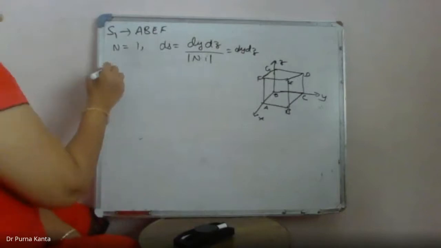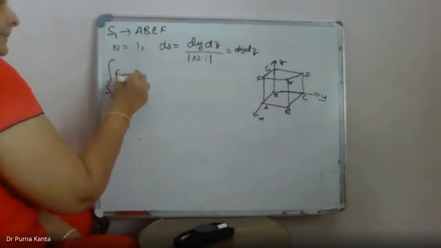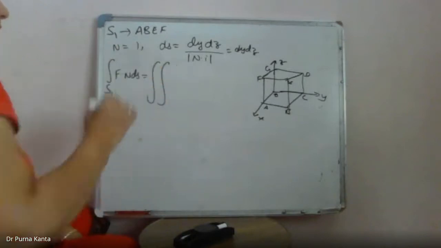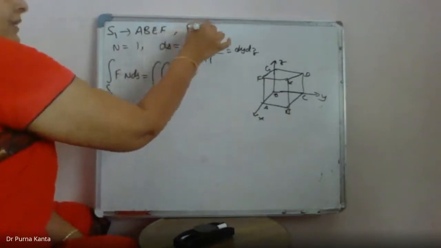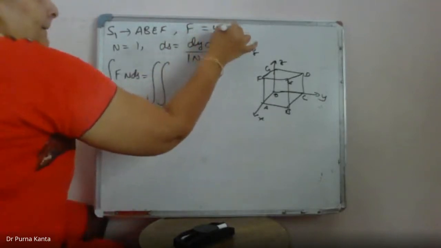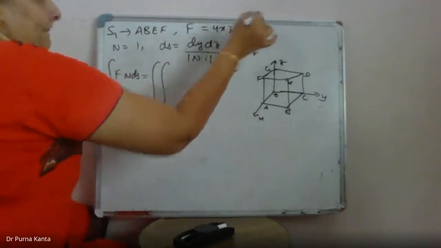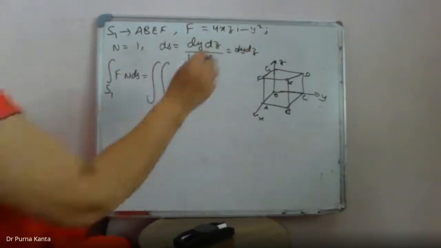So we'll go with the integral over S1 of F dot n dS, a double integral of F. What is the F vector given? 4xz i minus y square j plus yz k.